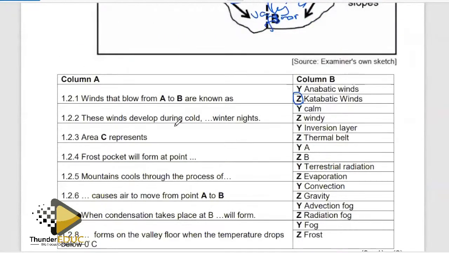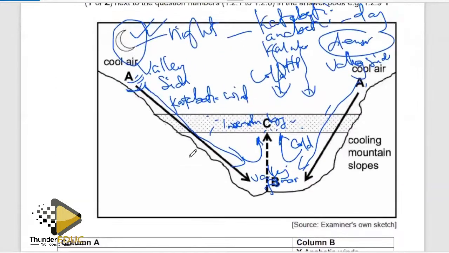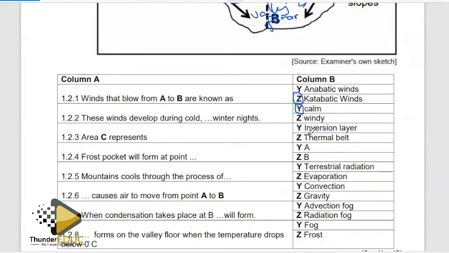Right. These winds develop during cold winter nights. They happen during cold, calm nights, when the conditions are calm, cloudless, clear winter nights. Area C represents this area here. We have talked about that. This is an inversion layer.